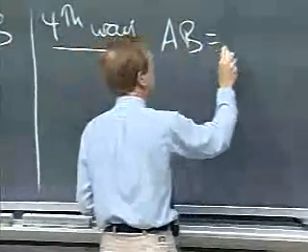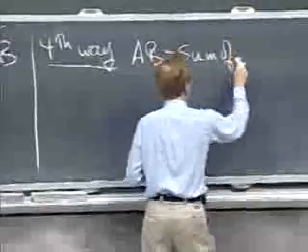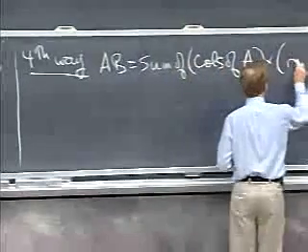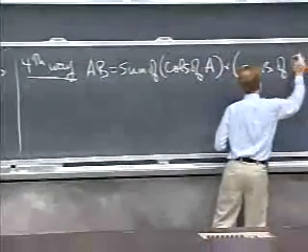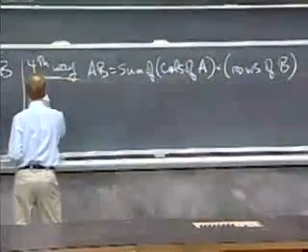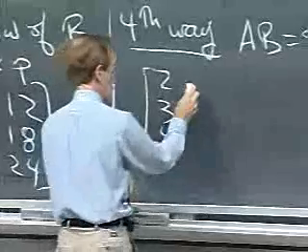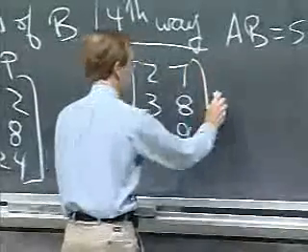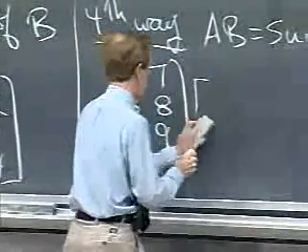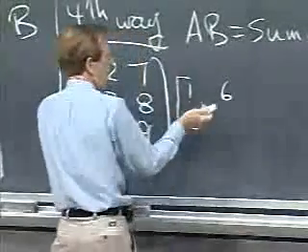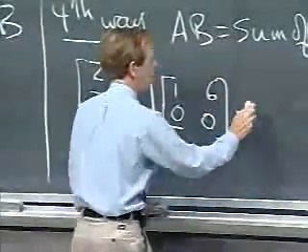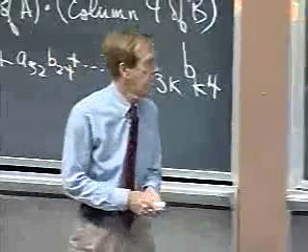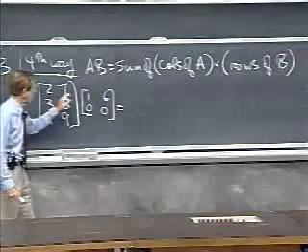AB is a sum of columns of A times rows of B. So that, for example, if my matrix was 2, 3, 4, and then had another column, say 7, 8, 9, and my matrix here has, say, started with 1, 6, and then had another column like 0, 0, then here's the fourth way. Okay? I've got 2 columns there, I've got 2 rows there.